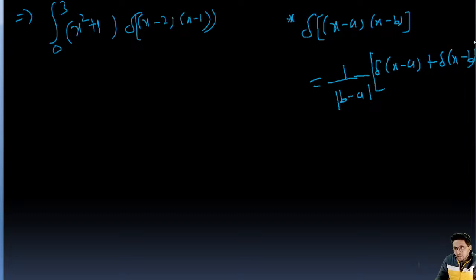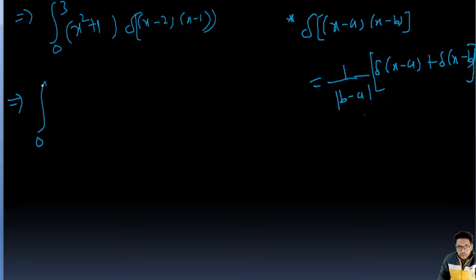Okay, this one, this is an important property. So this is in multiplication, right? Del x minus a, del x minus b. So how to separate it? By this property. This is 1 upon b minus a mod into del x minus a plus del x minus b. Okay, you will use this property then.